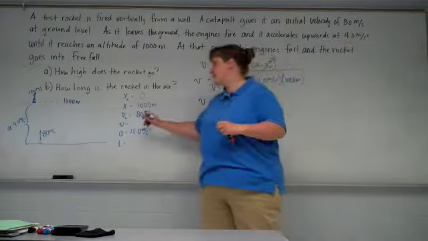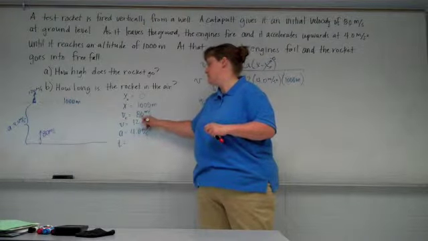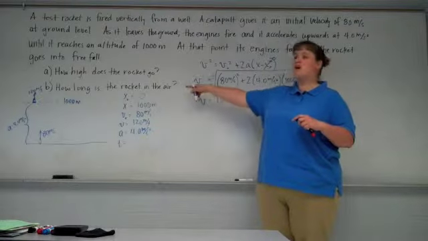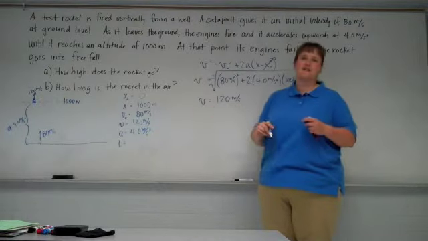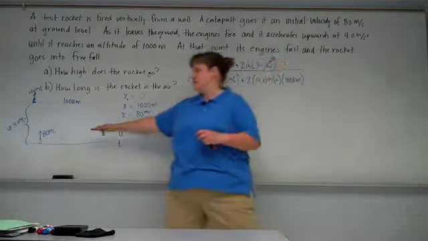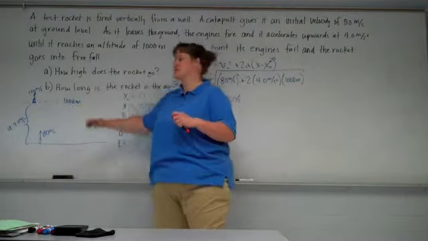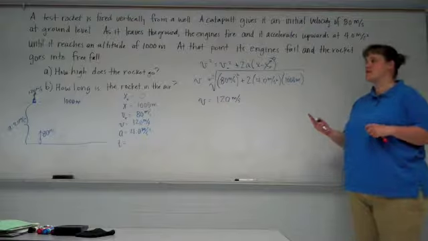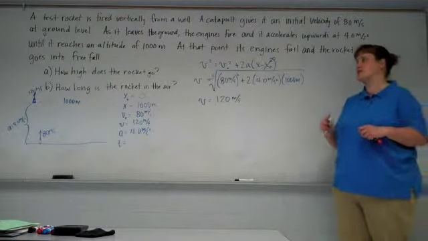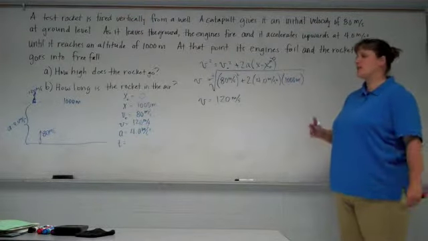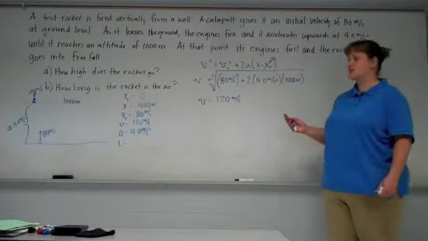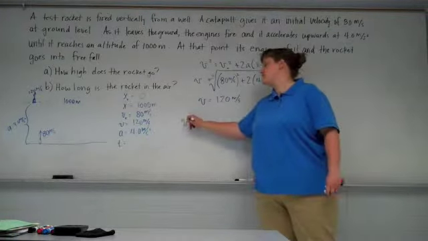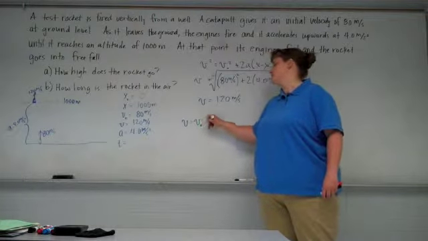Okay, so now we know this. Since the second question is asking us about how long it's in the air, let's go ahead and find the time it takes to go the first 1,000 meters. So we have two kinematic equations that have time in them, the position equation and the velocity equation. We really actually have information to solve either one of them, but the velocity equation is a little simpler to solve, so let's use that.